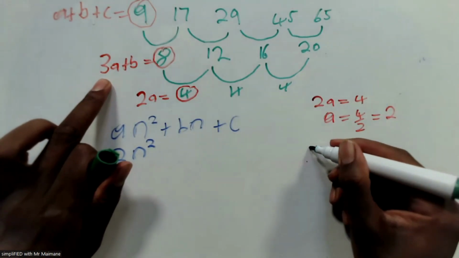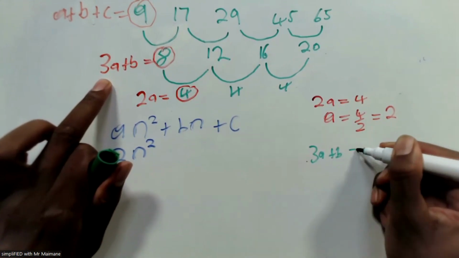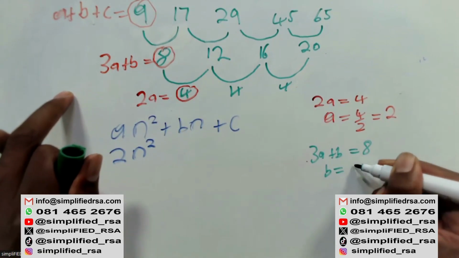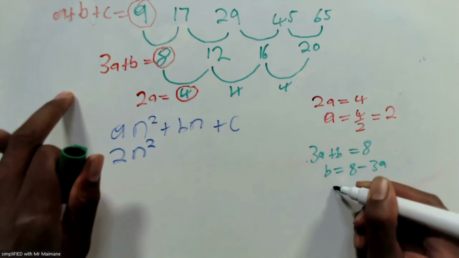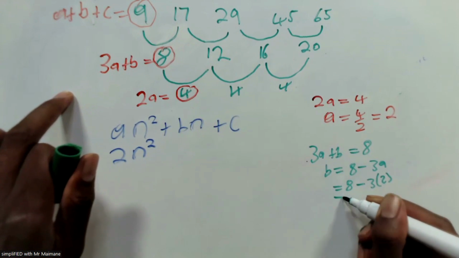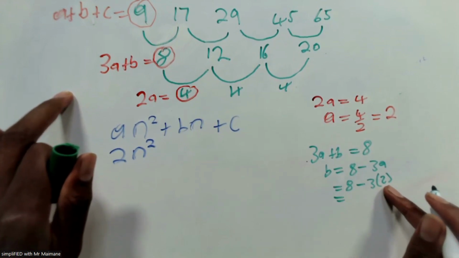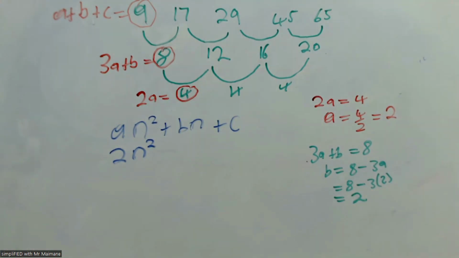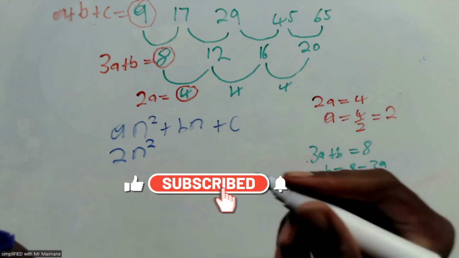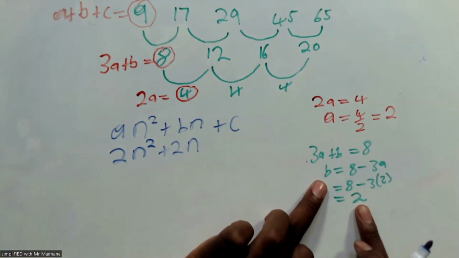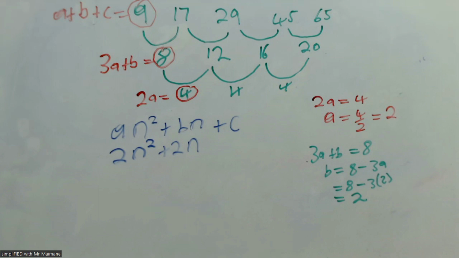Now, to get b, I have 3a plus b is equals to 8, according to this. Therefore, b is going to be 8 minus 3a. Therefore, 8 minus 3, a is 2. This is going to give me 8 minus 3 times 2. That is 8 minus 6. 8 minus 6 is 2. Which means now the value for b is 2, so I have 2n, because b is 2.